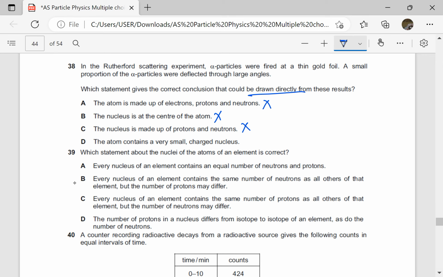The atom contains a very small charged nucleus. That is true. We may not know whether it is exactly at the center, but we know it must be very small and charged. So the answer is D. We can draw this directly from the alpha scattering experiment, that the nucleus of an atom is very small and charged.